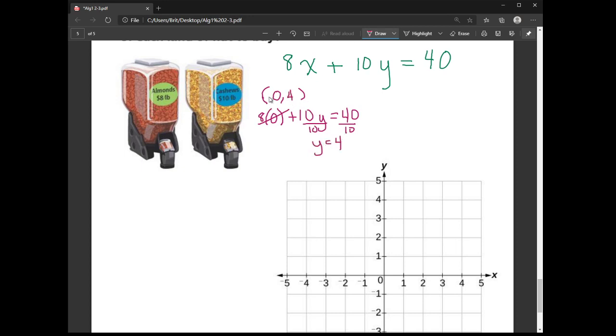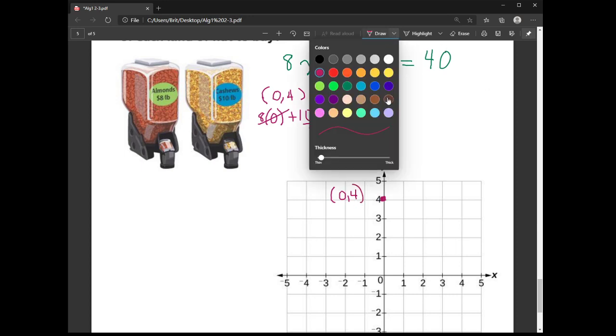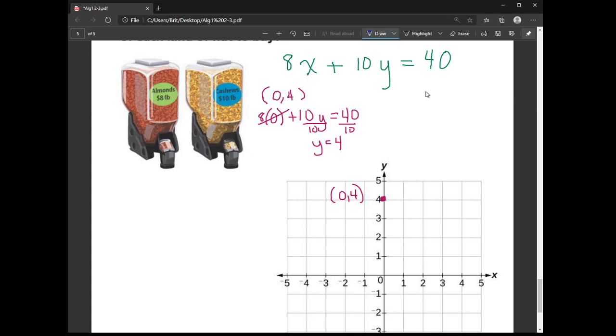So what this is saying is that if she buys 0 pounds of almonds, she can buy 4 pounds of cashews. But that would be kind of crappy trail mix, right? That's not a mix. That's just a bunch of cashews. And nobody wants to eat a bunch of cashews. Cashews suck. So let's see about the other end of the spectrum here.